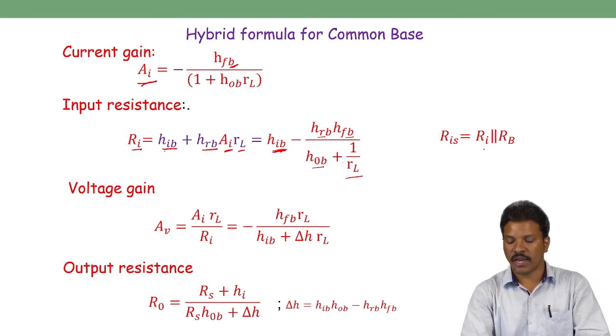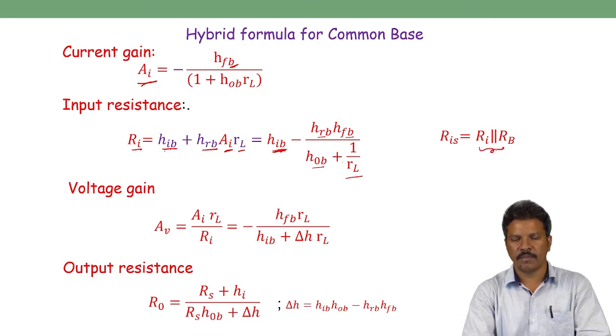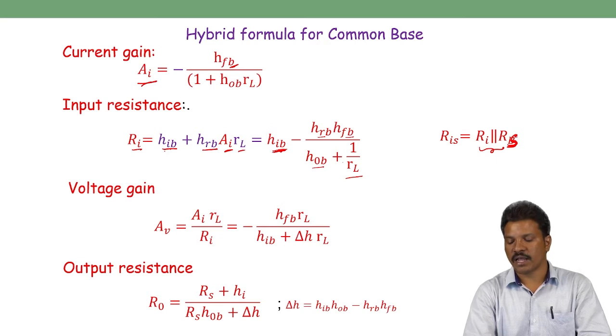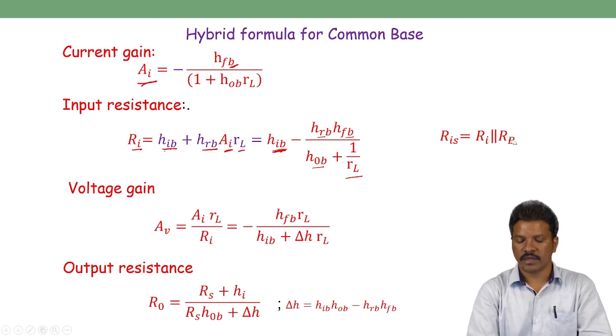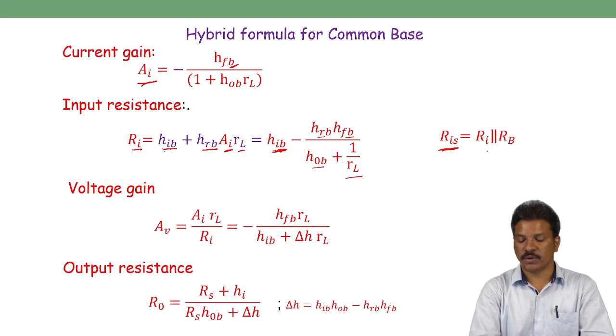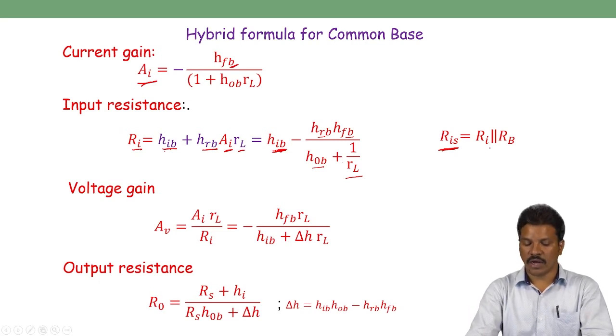When we calculate the hybrid model input resistance RI in parallel with the bias resistor, or sometimes we can call it the source internal resistance RS, so RI parallel RS or RI parallel bias resistor RB, we can calculate the total common base amplifier stage input resistance RIS, which is equal to RI in parallel with RB.